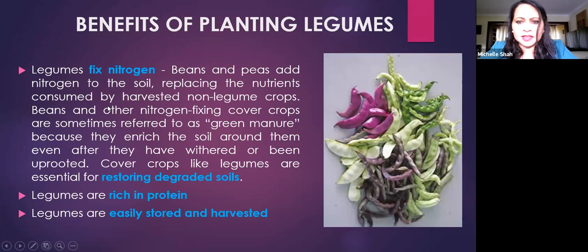Benefits of planting the legumes. Legumes fix nitrogen in the soil. Cover crops like these legumes are essential for restoring degraded soils. Legumes are very rich in protein and they are easily stored and harvested. So these are just a few benefits of the legume. They're used as green manure as well because they enrich the soil with the shells and so on when they are degraded.